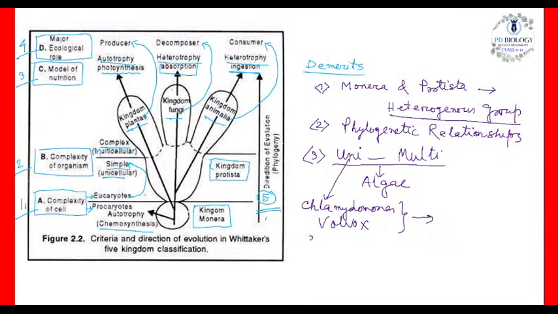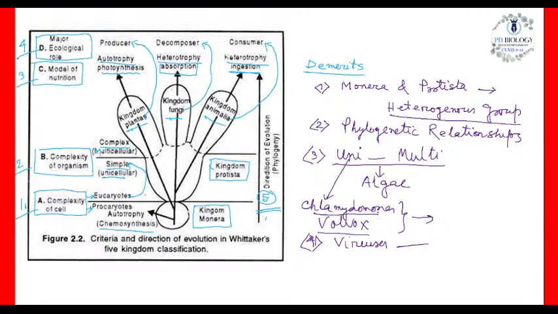Viruses, another demerit we can say, that viruses are not included in this system of classification. And archaebacteria differ from bacteria in structure, composition and physiology also. So they are also not separated in this five kingdom classification. So these are the problems related with five kingdom classification.